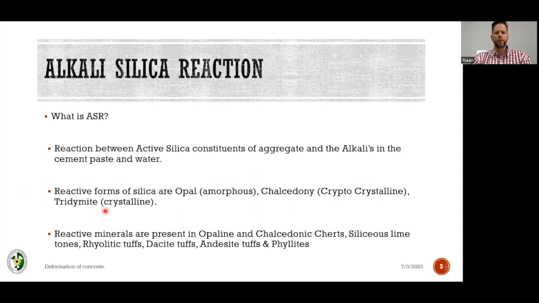The reactive minerals are also noted here. So if you maybe heard that you have rhyolitic aggregate or andesite or phyllites, these are the ones that we are aware of and that we work with in South Africa. As soon as you cross the border, you're going to different aspects, but if you understand the process here, the mitigating matters are very much the same.